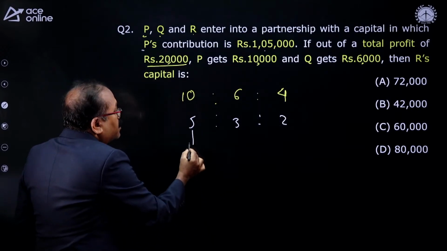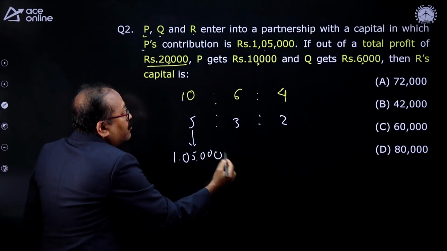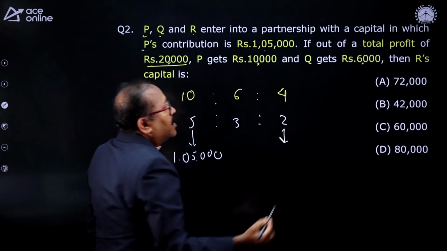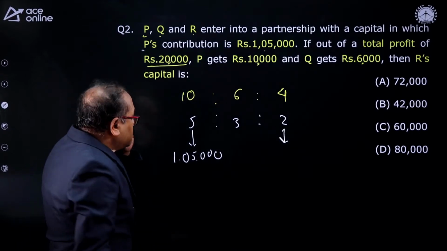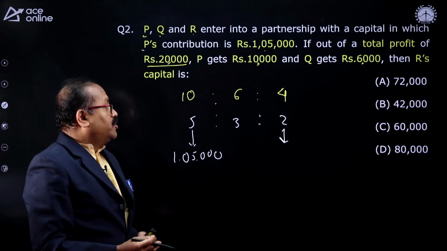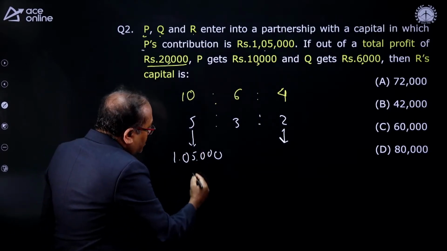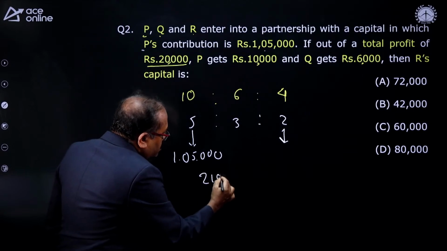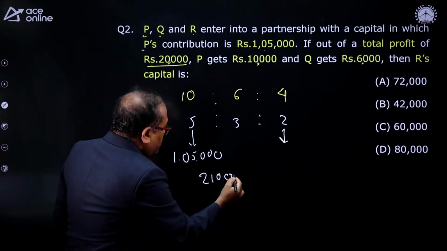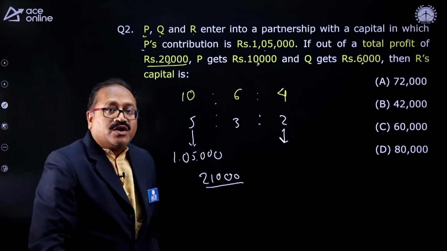So if P contributes 1,05,000, then what is the capital of R? That is the question. So when 5 parts is this much, what will be 2 parts? Now, I'm sure you will be able to answer the question. So 1 part will be 21,000. 2 parts will be 42,000.